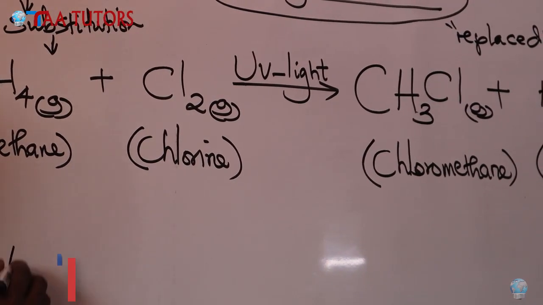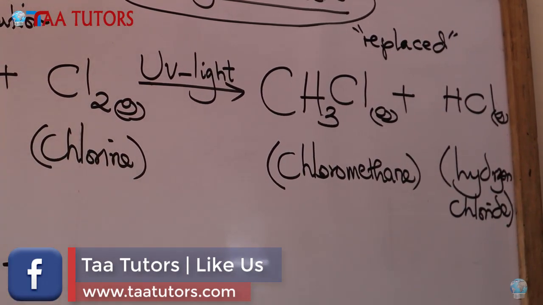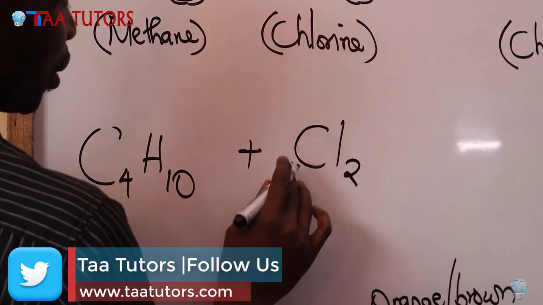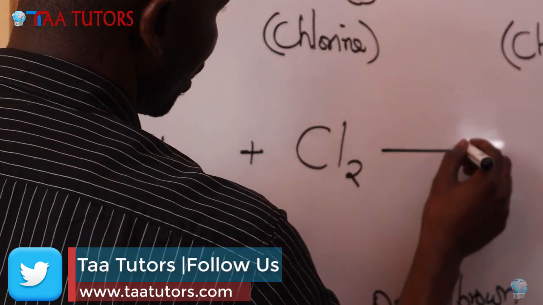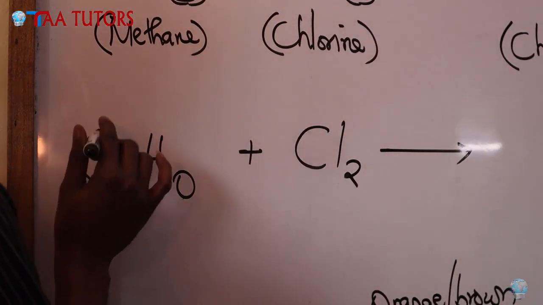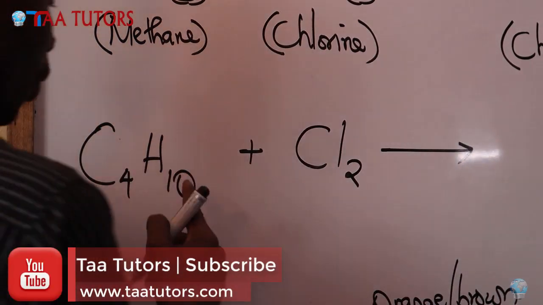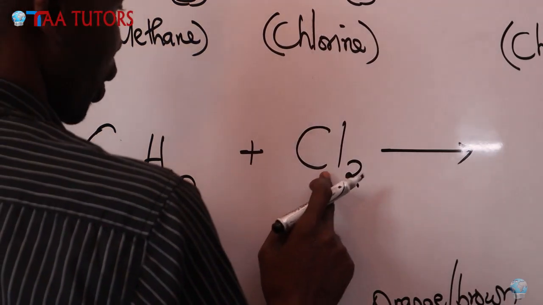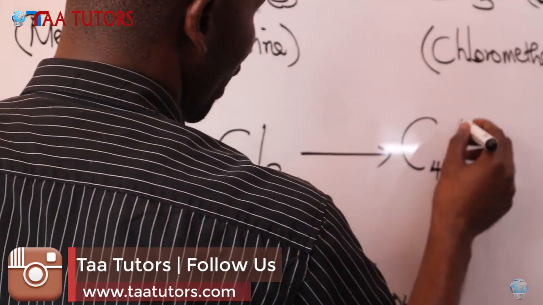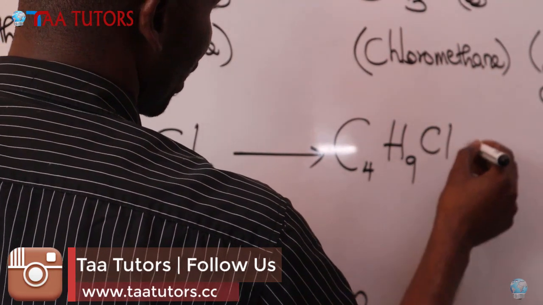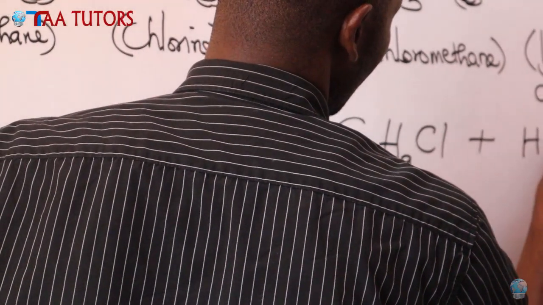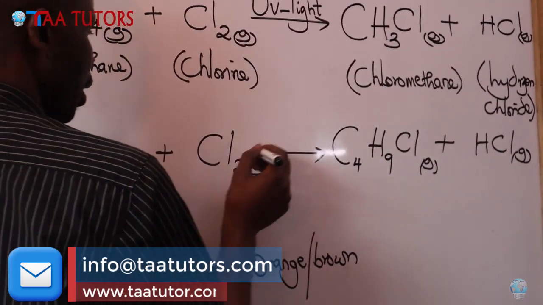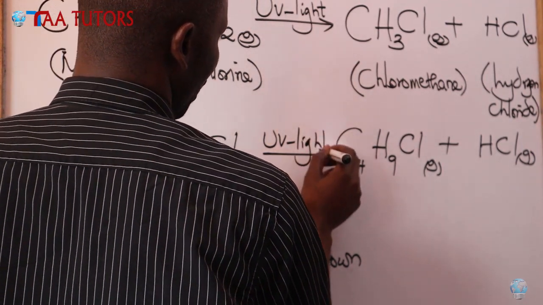What about if you're reacting butane? Butane is C4H10, and you're reacting with bromine, let me say chlorine. We said you substitute one hydrogen. We said you can only take one out. So it will be: take one hydrogen, bring one hydrogen, take one chlorine, bring it here. So it will be C4H9Cl, then plus HCl, which is a gas. So we have a gas here, a gas there, a gas there, and UV light there.